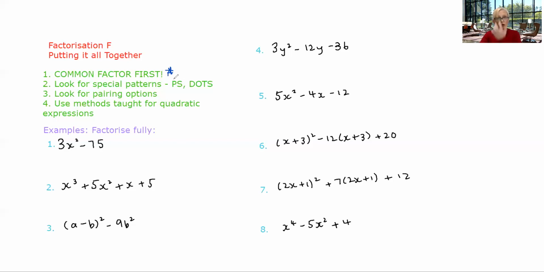Once you've taken out any common factors, we're going to look for special things like a perfect square or a difference of two squares. Particularly if we've got four terms, we're going to be on the lookout for pairing options. Maybe 2 and 2, taking a common factor out, and then you might get a bracket the same that you can bring out the front. And then obviously any quadratic expressions, you know how to deal with those now, both when there's a 1 in front of your x squared term and when there's another number other than 1.